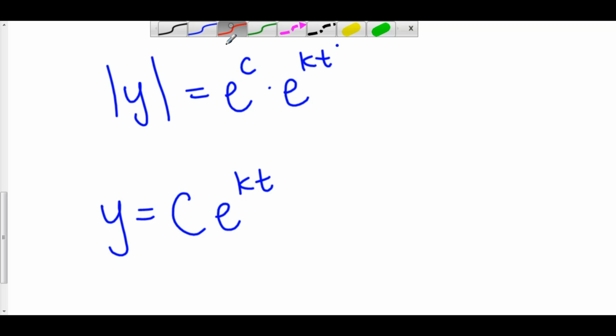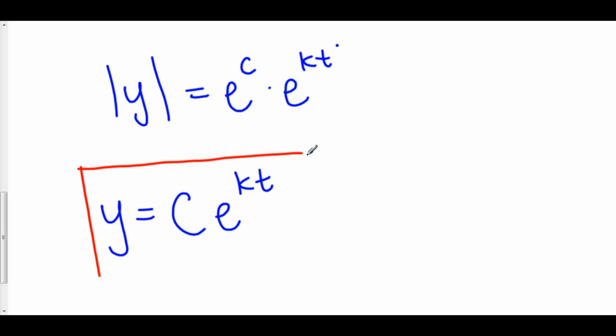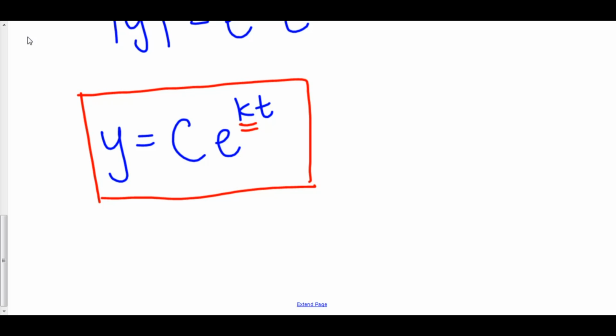And this right here is the general formula for a function whose rate of change is directly proportional to the function value at any time t. k is called the constant of growth. Now you'll see here that this is an exponential function, ce to the kt. This exponential function follows the property that the rate of change of the function is directly proportional to the function value at any time t.